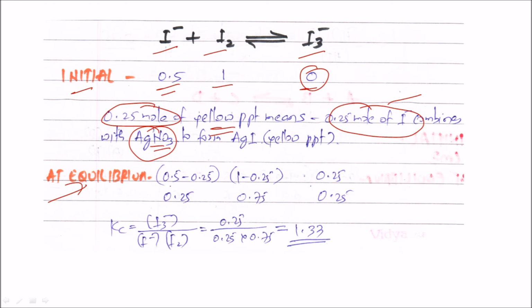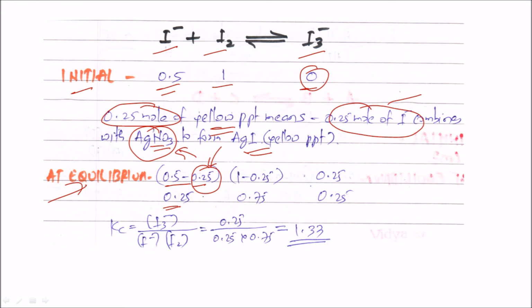What you can write now at equilibrium? 0.5 minus 0.25. From where you got this one? Why we need to subtract? Because 0.25 mole of I minus is combining with AgNO3 to form yellow PPT of AgI. So that's the reason why we need to subtract. So how much will we get as the answer here?